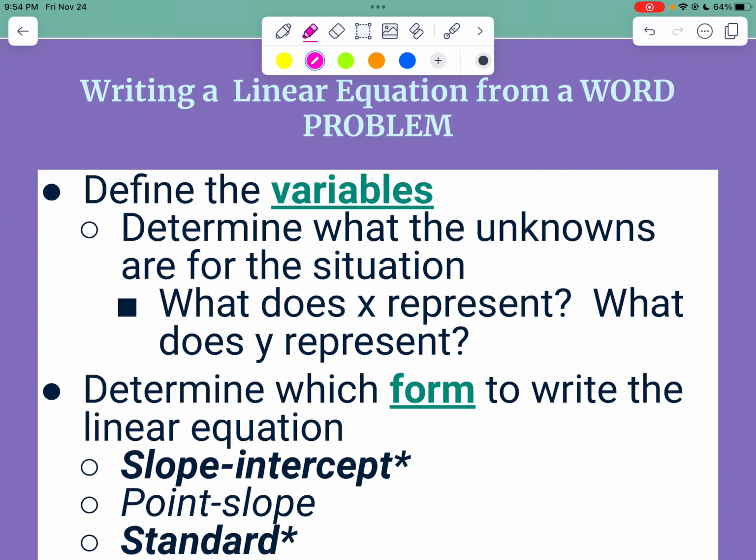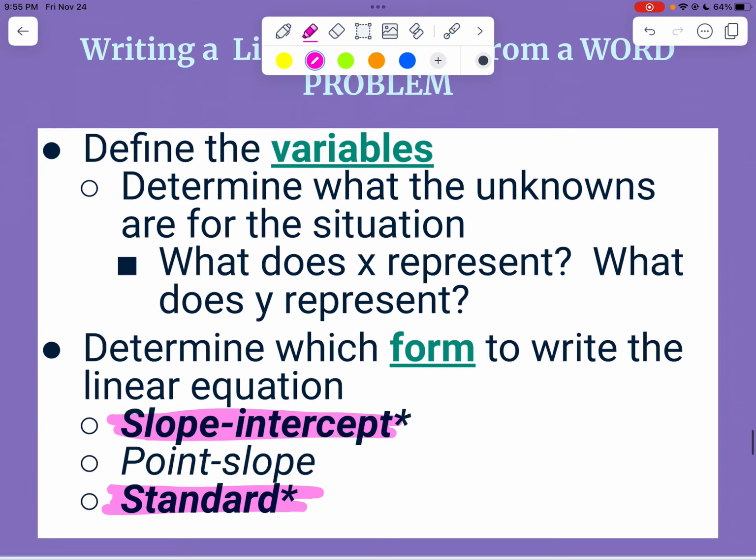Then determine which form to write the linear equation in. Is it in slope-intercept form? Is it in point-slope form? Is it in standard form? Now, almost never will we be given point-slope form. I can't think of an example where I've ever had a word problem that I would write directly into point-slope form. But I can think of tons of examples that we can write directly into either slope-intercept or standard form. So that's what we want to be on the lookout for, and I'll show you what to look for in each form.